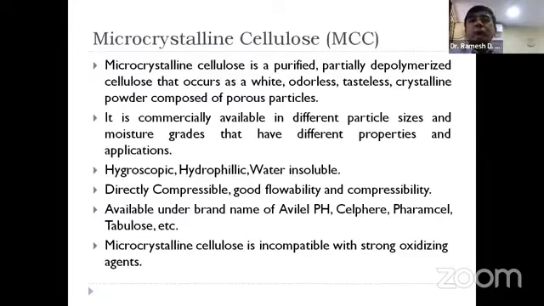Microcrystalline cellulose can also act as a disintegrant because when it absorbs moisture, it swells. And because of that swelling action, it can also facilitate the disintegration of tablets. It is available under brand names like Avicel, Celfia, Pharmacell, and Tabulose. Microcrystalline cellulose is incompatible with strong oxidizing agents because it is cellulose. Normally, cellulose is found in wood. And in the presence of strong oxidizing agents, there are chances of oxidation. It can even catch fire if very strong oxidizing agents are present. And that's why it is incompatible.